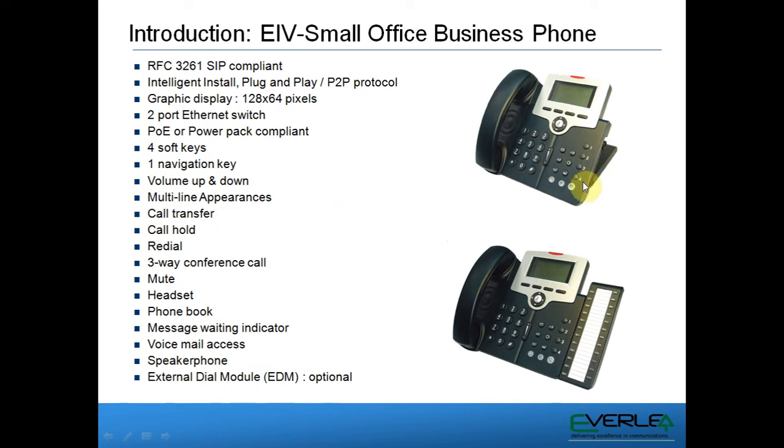Multi-line appearance: all 4 lines are displayed on the telephones and they give status of whether they are ringing, on hold or busy. We have call transfer, call hold, redial, 3-way conferencing, mute, headset port, phone book, message waiting indicator, and voicemail all on board each phone, along with a message light and key, and full hands-free speakerphone. An external module is optional for an operator situation, or if simply the users want to see what each other are doing, and you can put them on every phone. There is no limitation on this.